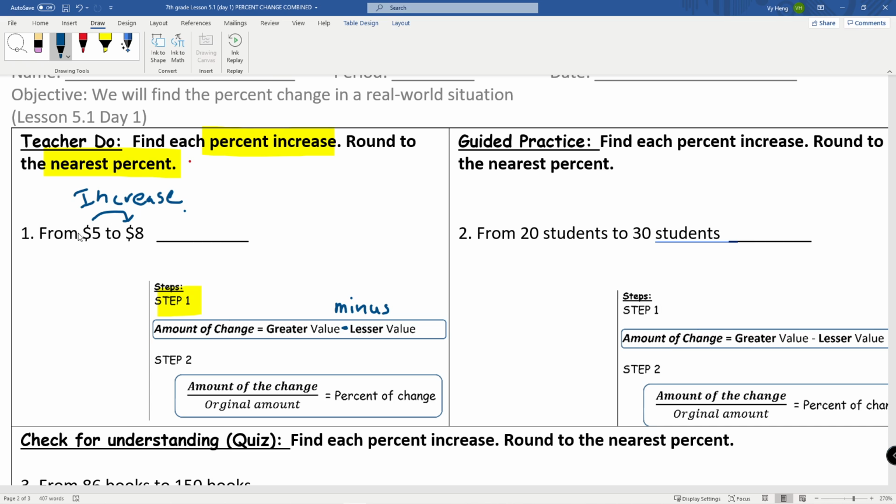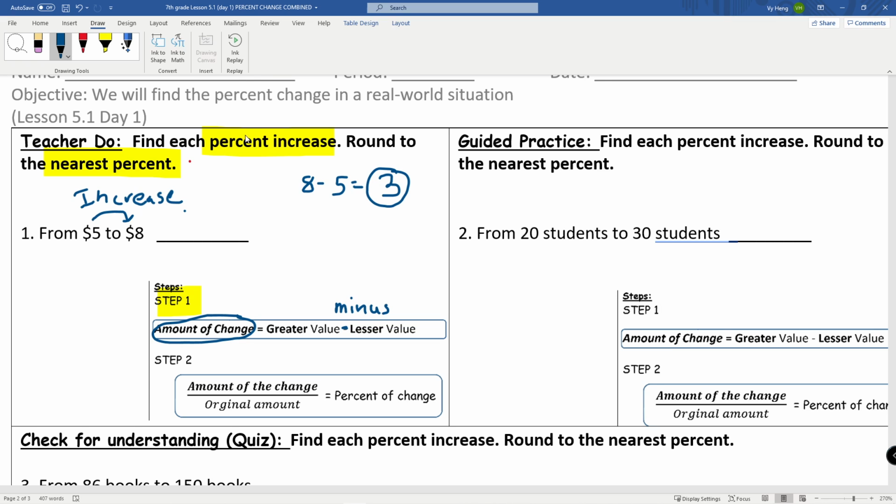So let's look at the numbers here. Which one has a greater or lesser value? Well, $8 is definitely greater than $5. So we're going to write $8, and we're going to minus $5. And then we're going to find the amount of change. So what's 8 minus 5? Well, the difference is $3. I'm going to circle that. So we know the amount of change is $3, but we don't want that.